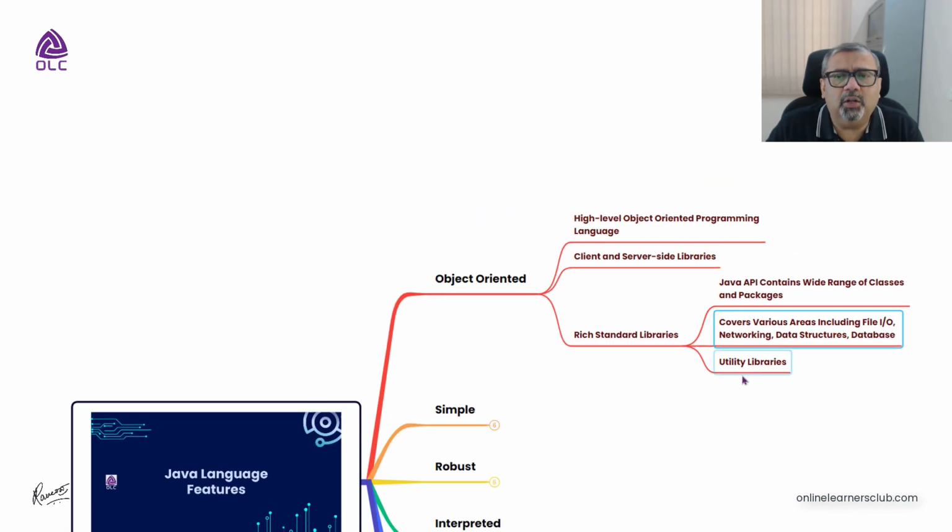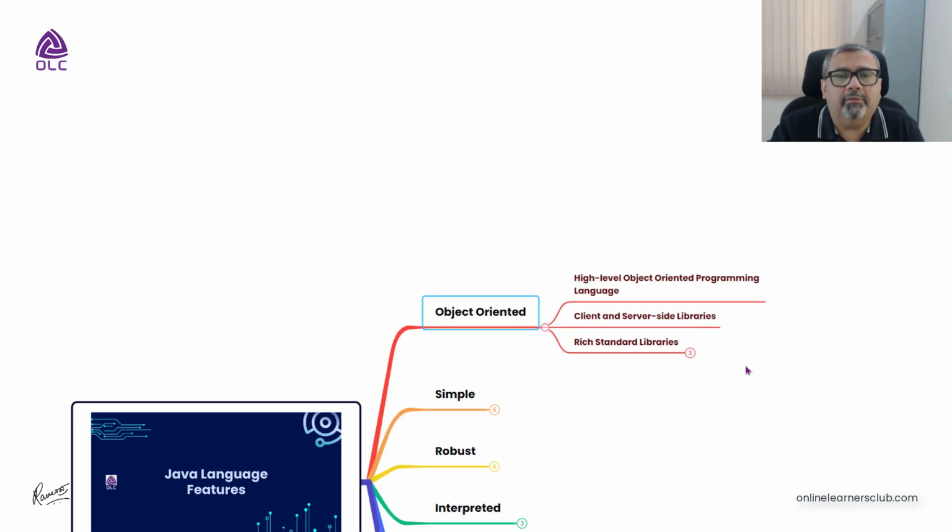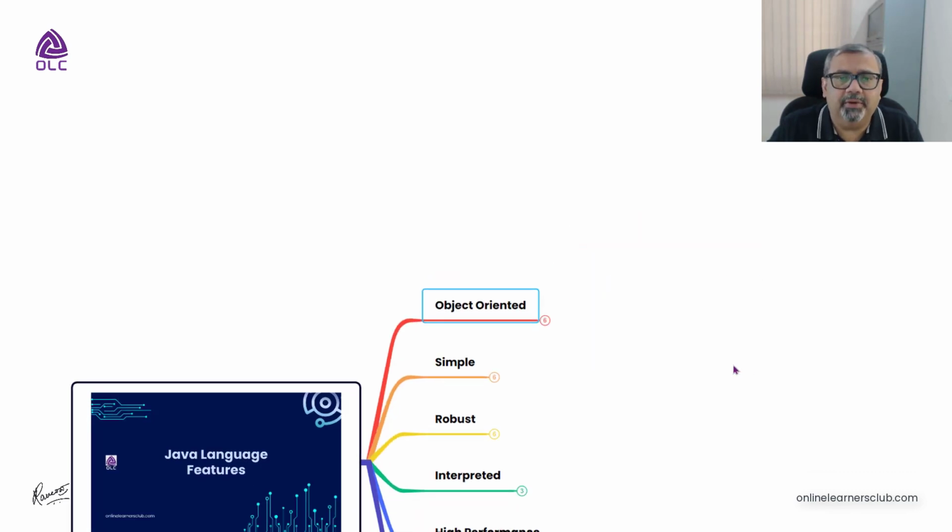In addition to this, it also has various utility libraries, which is also a very important element in the Java programming environment. And as part of the Java APIs, we have various libraries which are available, which will be helpful for developing an application in Java.